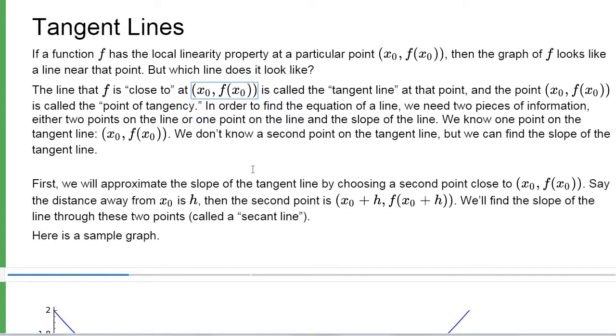But there is a way we can track down the slope of this tangent line, and that's what we're going to do. The way we're going to get this slope is by approximating it with a second point on the curve, and then improving that approximation till something happens. And you'll see what I mean by that in a minute.